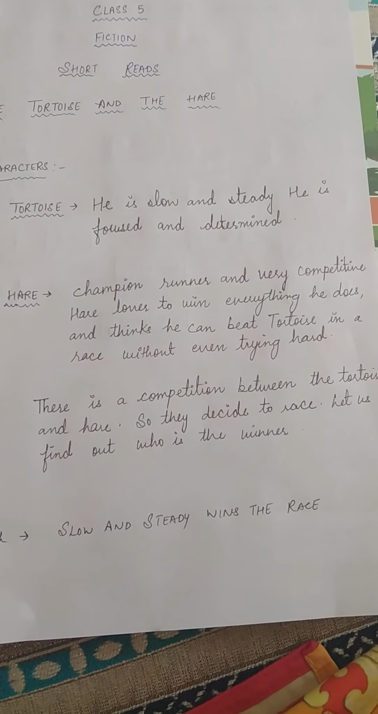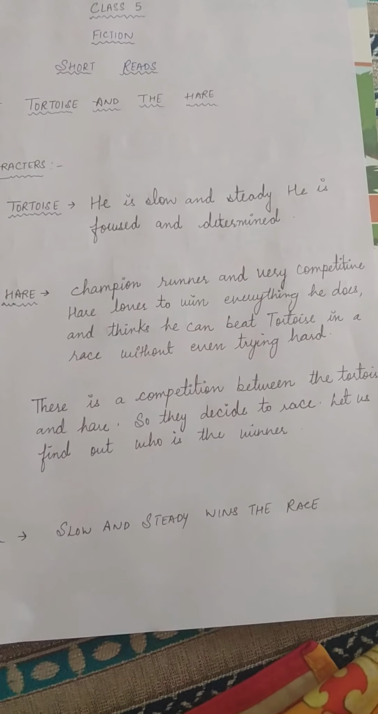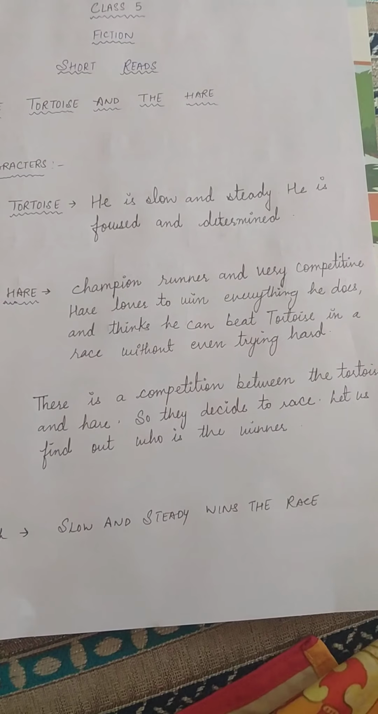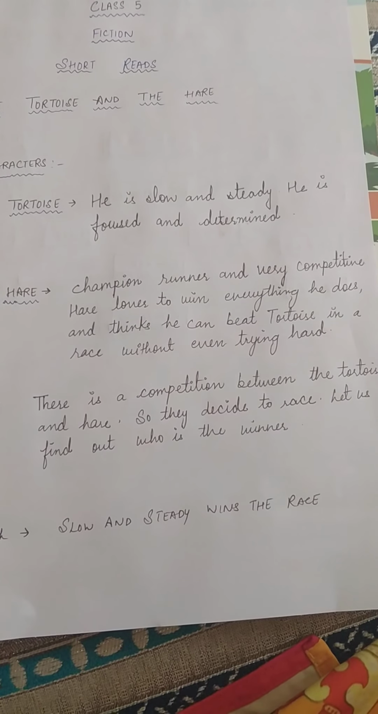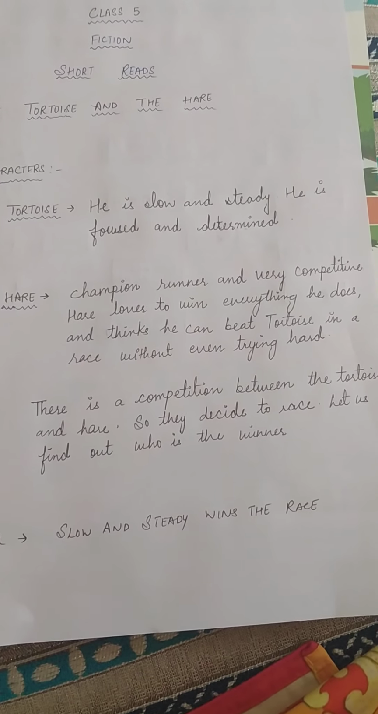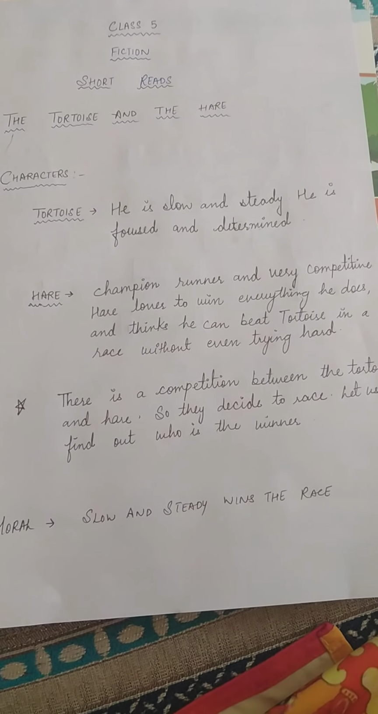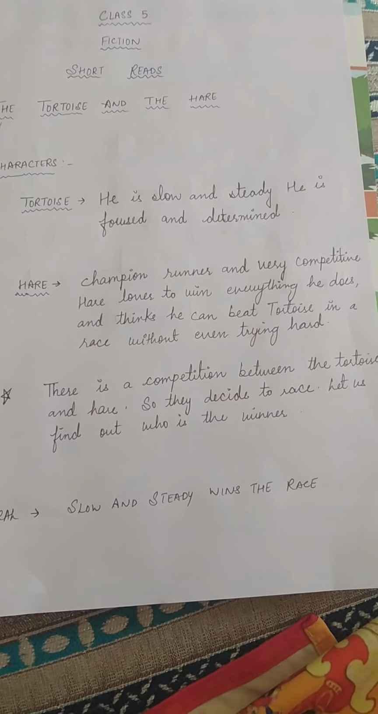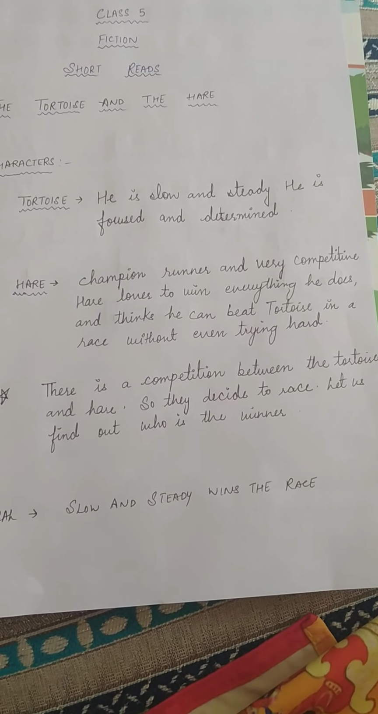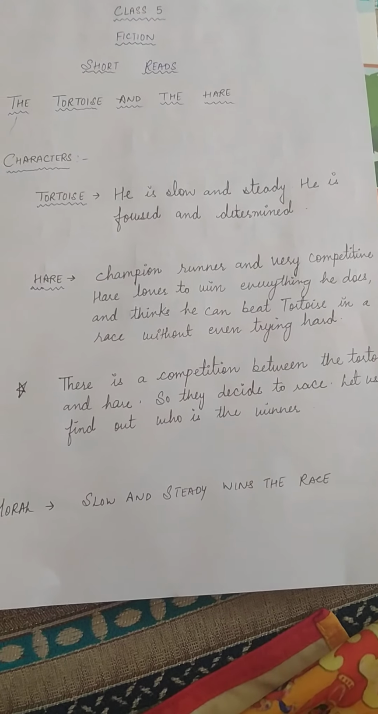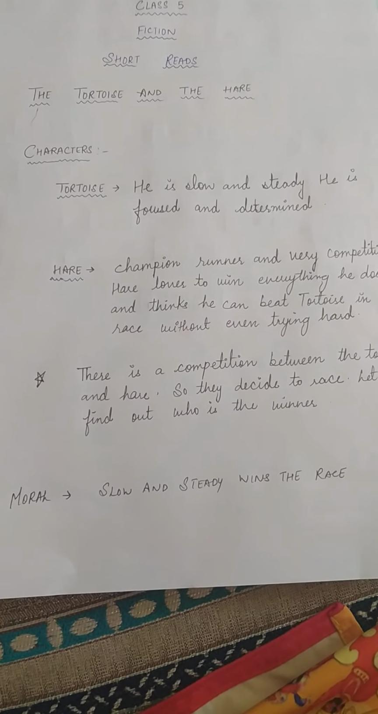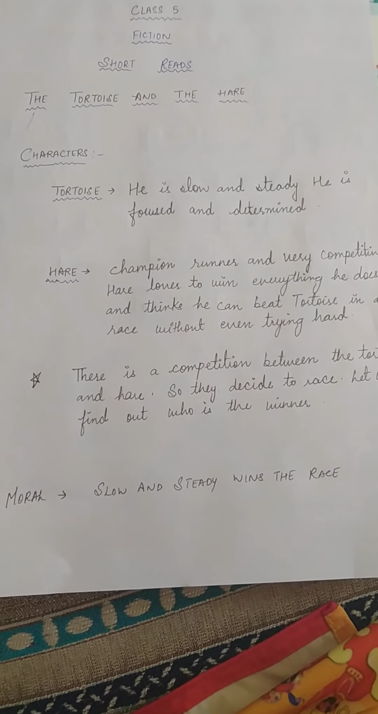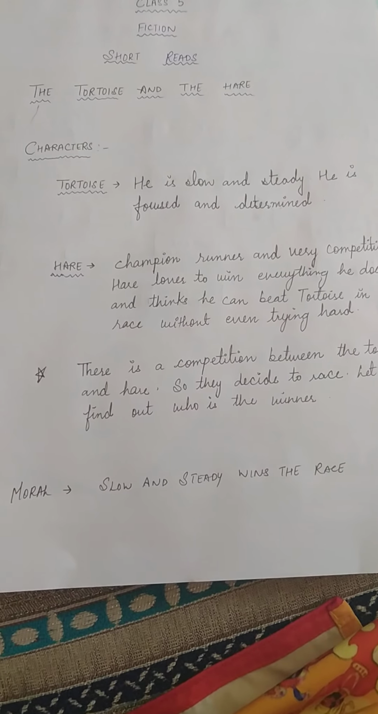Hare loves to win everything he does and thinks he can beat Tortoise in a race without even trying hard. So what is Hare thinking? He feels that he can beat the tortoise in the race and without doing a lot of effort he will win the race. Now what is the background of the story? There is a competition between the tortoise and the hare. So they decide to race and let us find out who is the winner. By reading the story we will find out who wins the race. The moral of the story is slow and steady wins the race. This you will find out after reading the short read card.